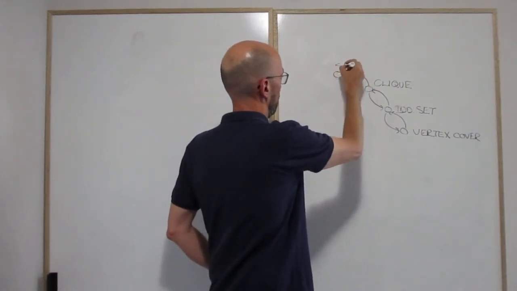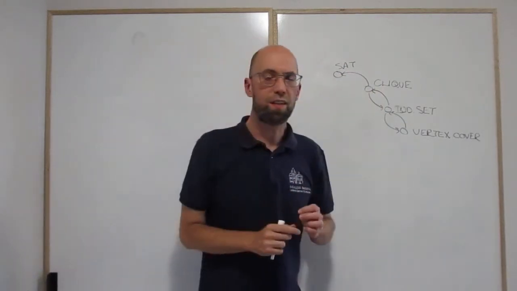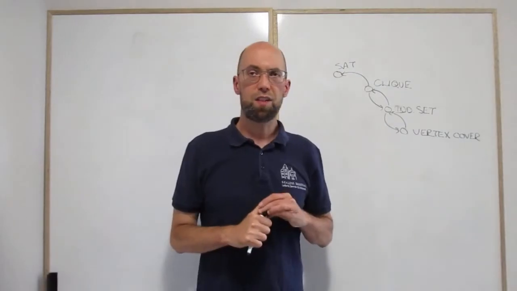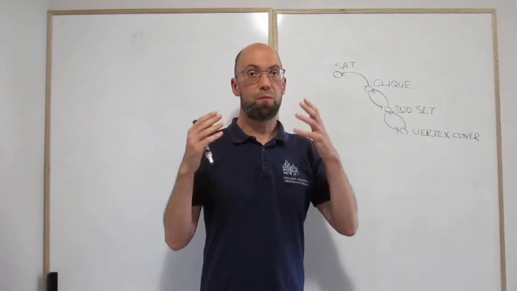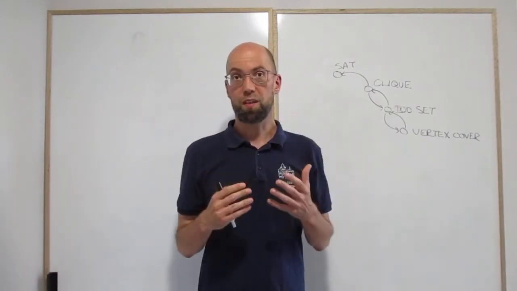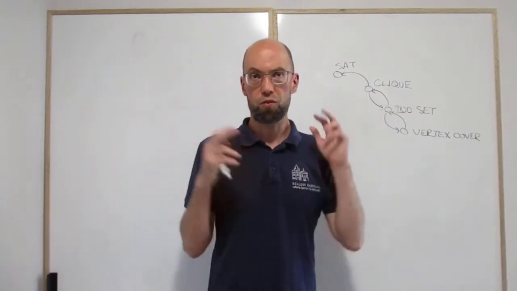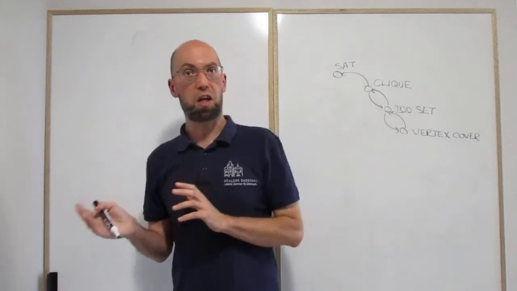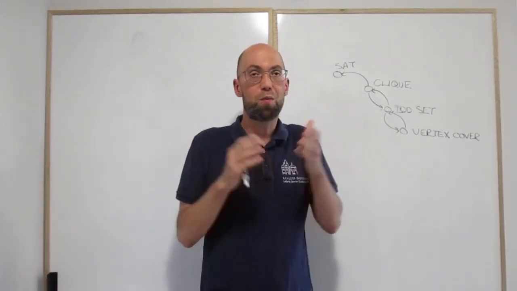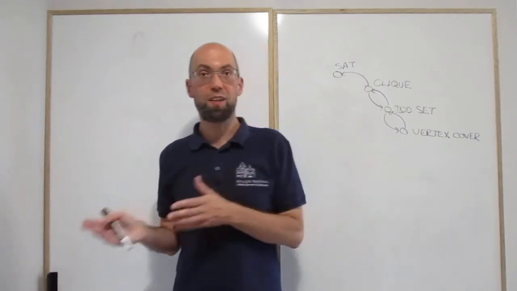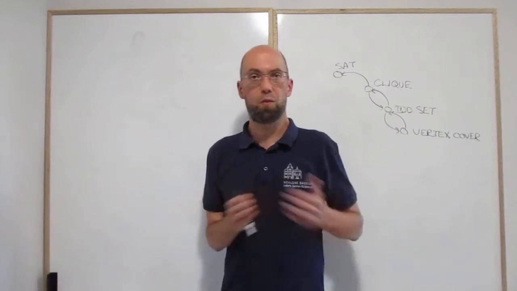And then I think we saw clique to sat. Remember, that was this idea that given a graph G and an integer k, you could write a propositional formula of size polynomial in the size of the graph that said this graph contains a clique of size k. The formula is satisfiable if and only if the graph really does contain a clique of size k. If it doesn't, the formula is unsatisfiable.